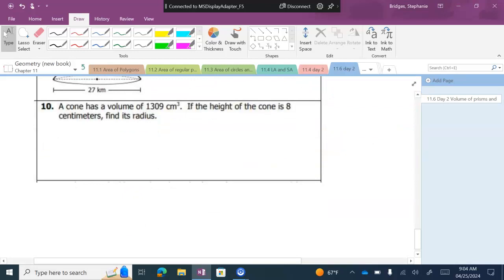What shape is it talking about in 10? A cone, okay? So first of all, we have to pay close attention to that. The formula for volume of a cone looks like that, correct? What does it tell me about the actual volume of that cone? How much is that volume? 1,309. So we can replace the parts of our formula with what they give us. They tell me the actual volume is 1,309. So that is going to go in the place of V.